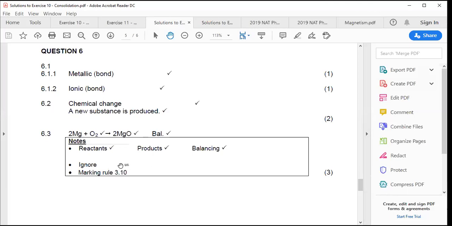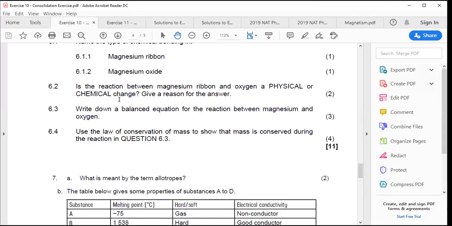So it's 3 marks. What is the 3 marks for? Writing the correct formula for your reactants, which is Mg and O2, 1 mark. Writing the correct formula for magnesium oxide is 1 mark. Then putting the 2's here for balancing, you get another mark. Clear? Yes. You won't be penalized if you use 2 arrows there. So it's going to be 3 marks for that one. We'll move on to the next one.